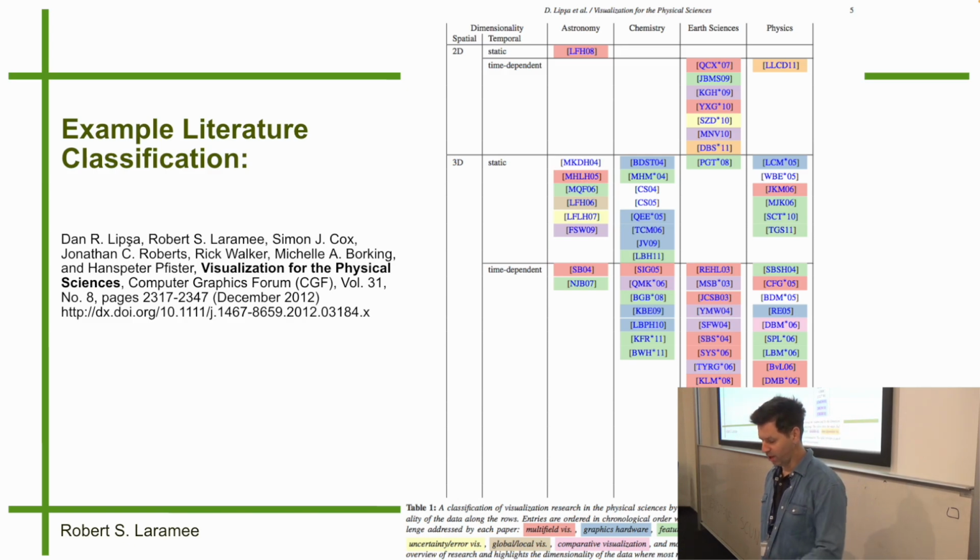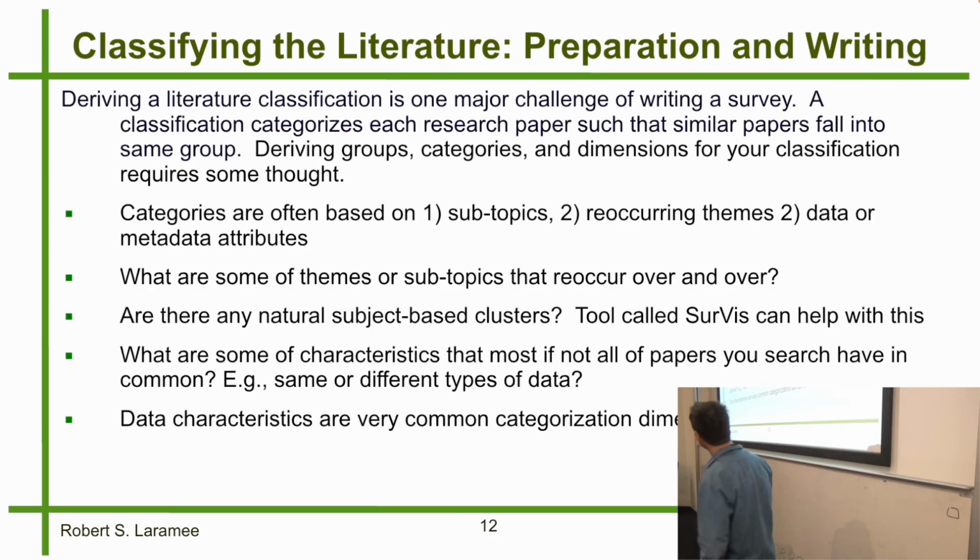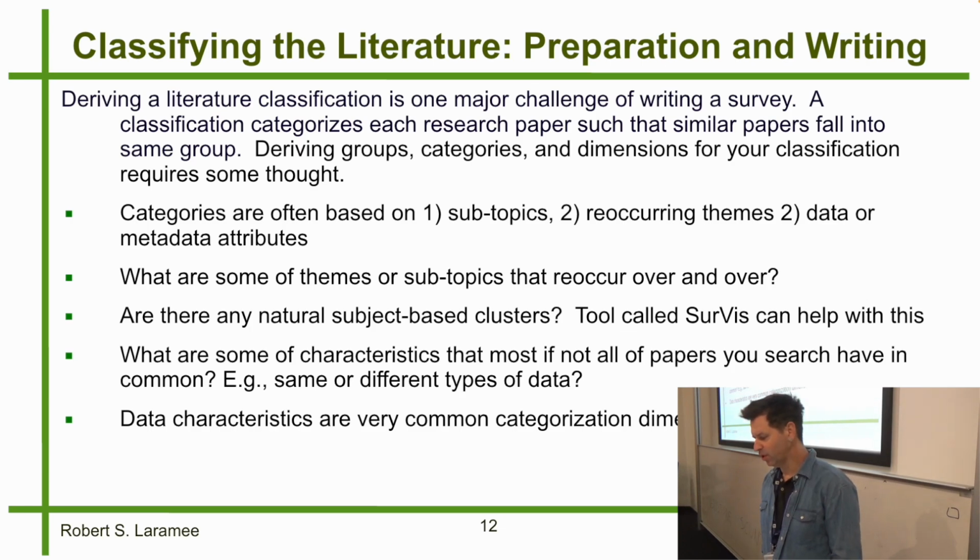Before I jump into the guidelines, these are the actual guidelines. This is not easy. To do a good job, it doesn't have to be very difficult, but to do a good job, it's not easy. Deriving a literature classification is one of the major challenges. It classifies or categorizes each paper such that similar papers fall into the same group. And then deriving the groups, categories, and dimensions for your classification requires some thought.